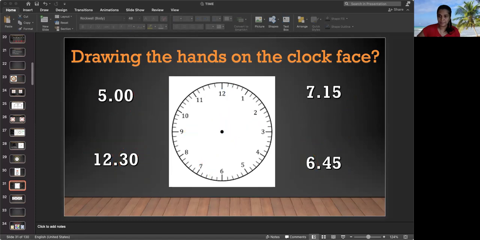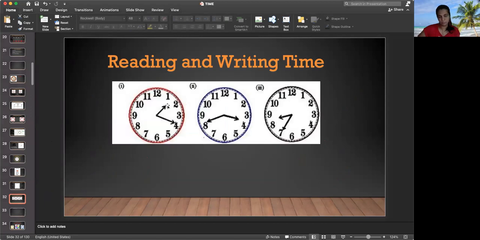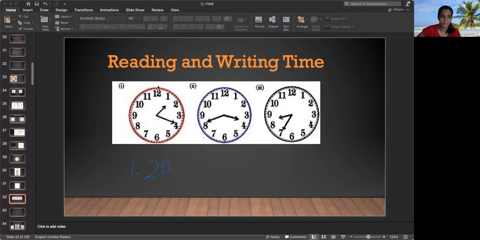Okay, so let's clear this and let's look at the last slide that we have here. And that is, of course, reading and writing time. So over here, this is pretty easy. You look at the hour, it's 1, okay? And you look at the minute, it's 20. So it's 1:20. We do not know whether it's AM or PM. It could be AM, it could be PM.